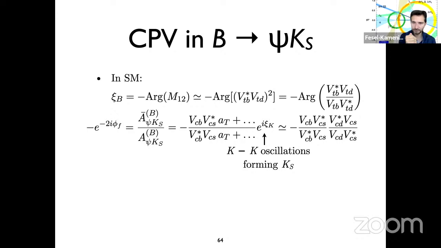And similarly, the phase difference between the B decay to J/psi K short and the B bar decay to J/psi K short is given by the phase difference of the corresponding tree-level mediated CKM elements, the CKM elements which enter the tree-level dominated decay amplitudes. And these are just V_cb V_cs star over V_cb star V_cs.